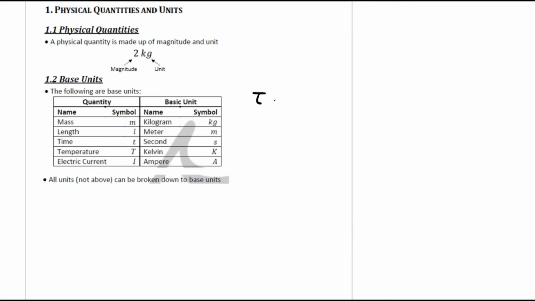T-MELT. The T stands for temperature. This is temperature, one of the physical quantities, one of the base quantities. The M stands for mass. The E stands for electric current. L stands for length, and then T stands for time. So this will help us to remember the base quantities or the base units here.